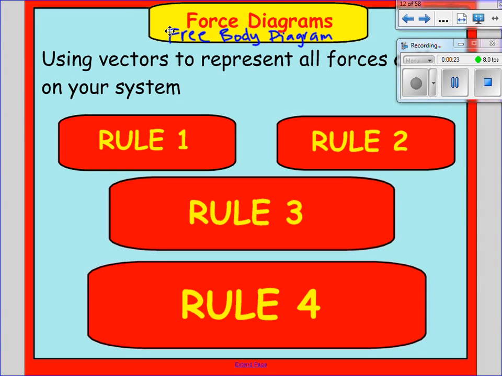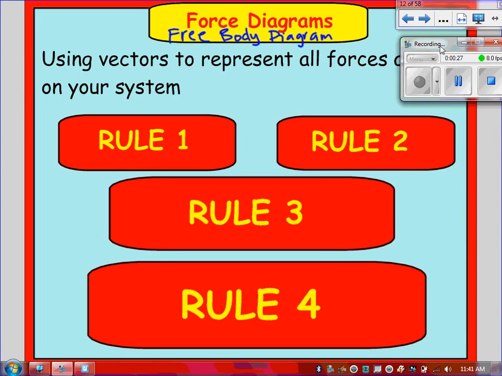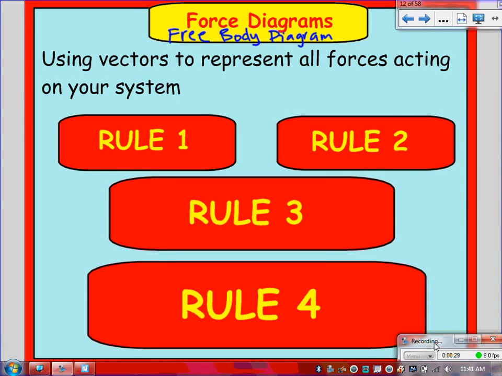So if a worksheet or a book or a homework ever asks you to do a free body diagram, know that they are the same thing. Now, what are they defined as? Well, force diagrams or free body diagrams are basically using vectors to represent all the forces that are acting on your system or your object.